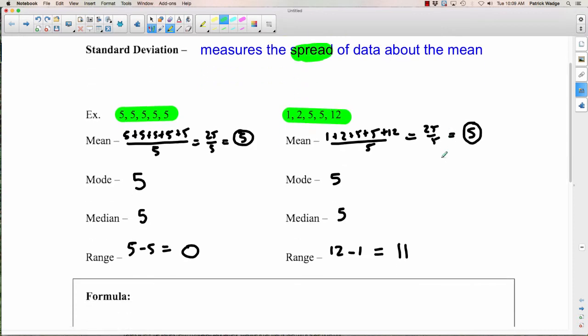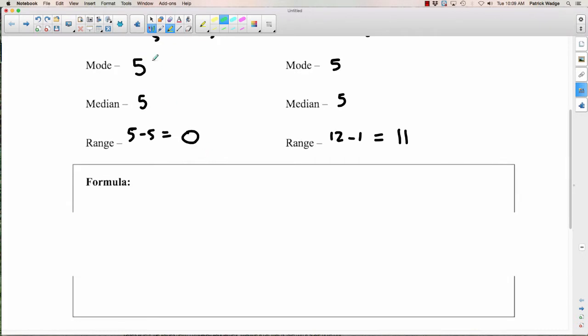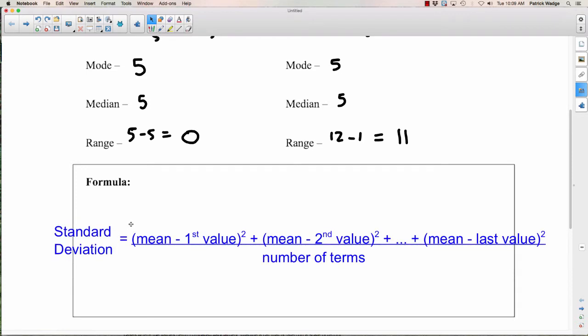All right, so we're going to figure out the standard deviation for these two sets of data here, the two that I've highlighted in green. But we need to know how to do that first, and we need a formula, and this is one heck of a formula. You ready? Boom. All right. I've tried to actually simplify it for you a little bit.